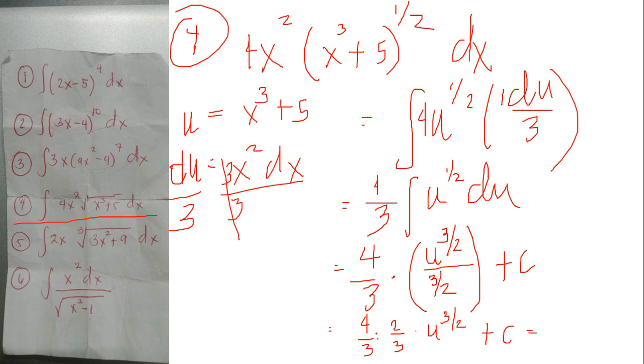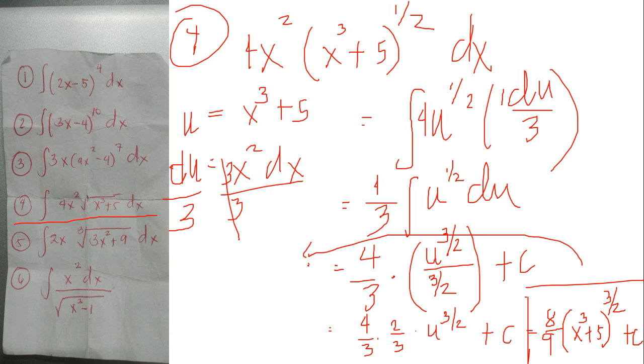So, ano yung sagot dito? 8 all over 9. Very good. Is 8 all over 9. Ano yung u natin? X cube plus 5 raised to 3 all over 2 plus c. Okay na yan, ha? Yung mga nag-translate ng answer nila sa radical, okay lang po. 8 all over 9 x cube plus 5, mayroon siyang exponent na 3 plus c. Gets po, number 4.